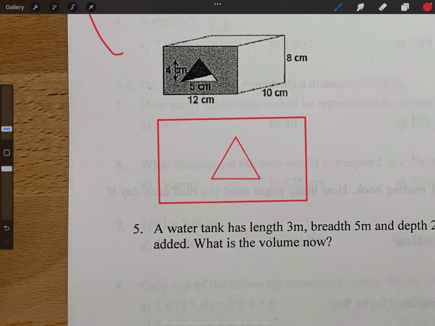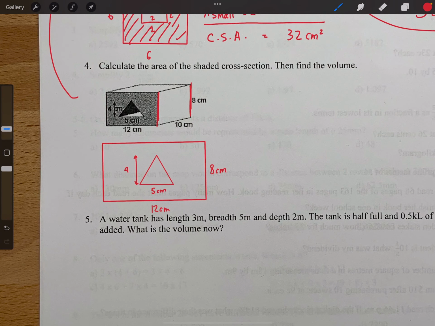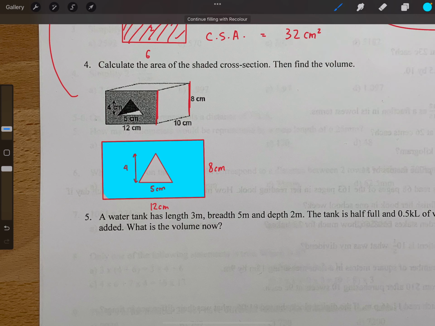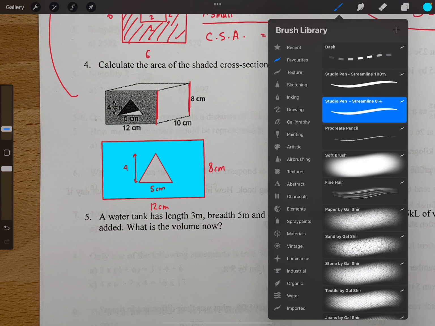Okay. So this is about 5 centimeters, and the height of this triangle, the perpendicular height, is 4 centimeters. And the rectangle is 12 centimeters long by, what's this height here? The height will be the same as this, so it will be 8 centimeters. So let's find the cross-section area, which is the area of this shaded piece here. Area of this shaded piece, okay? So I'm just gonna maybe color that in a little bit. There you go. You find that area.